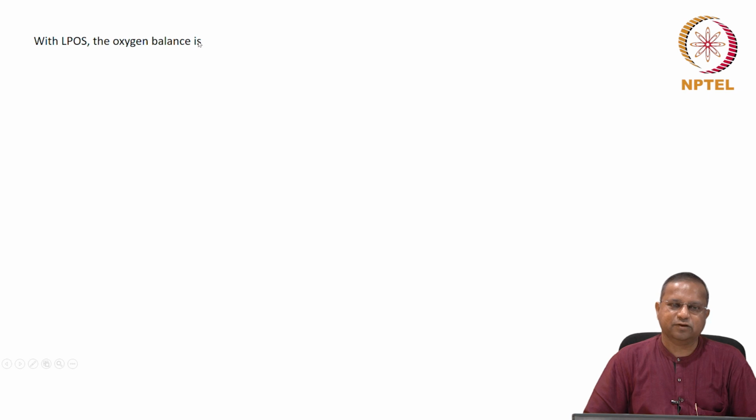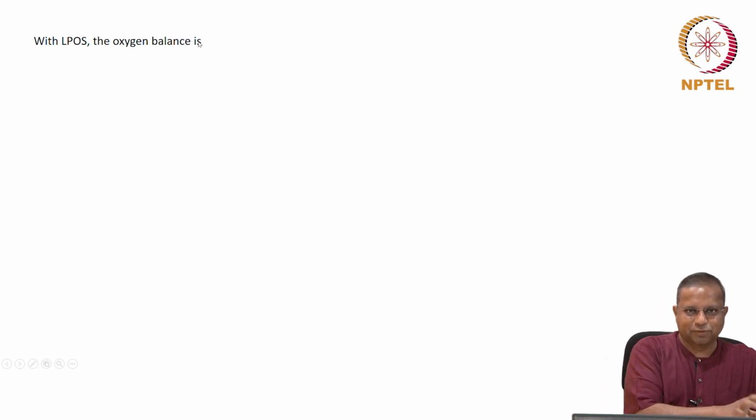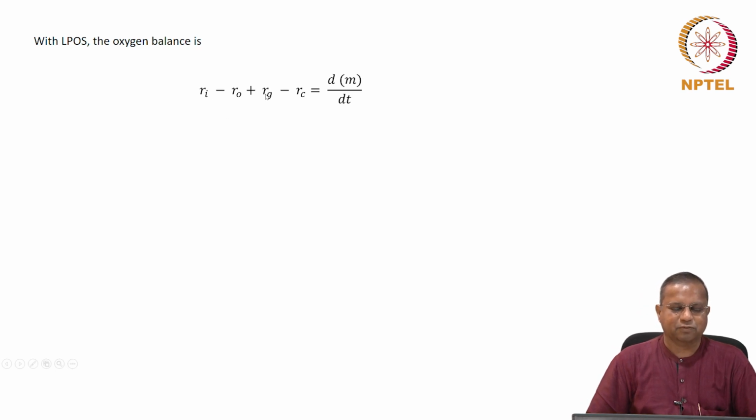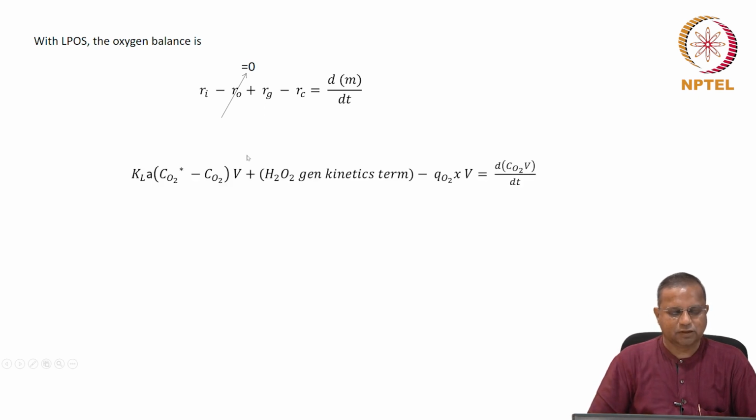With LPOS, if we write the oxygen balance, it all comes down to the basic mass balance. Input rate minus output rate plus generation rate minus consumption rate equals the accumulation rate. The output rate is 0 because we are looking at broth minus bubbles. The generation rate is there in this case because we are generating oxygen using hydrogen peroxide. The input rate is KLa times (C_O2* minus C_O2) as given earlier, times the volume. Okay, so volume is needed to convert this into moles per time.